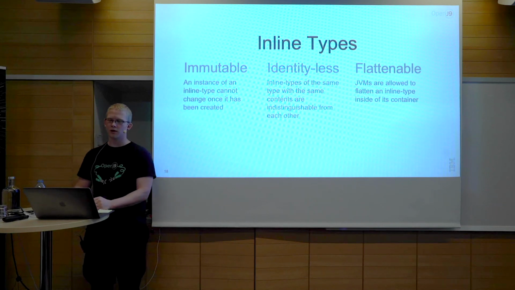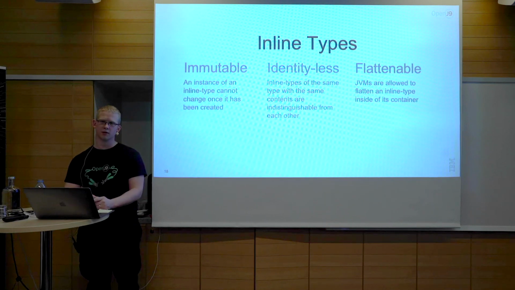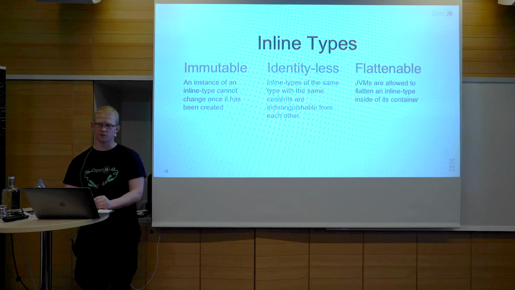All right, so what do our inline types look like? They have really sort of three major properties. The first one is that they're immutable. Once they're created, you can't modify them. They have no identity. And so multiple instances of the same inline type that have the same values are identically equal or indistinguishable from each other. And they are flattenable, right?